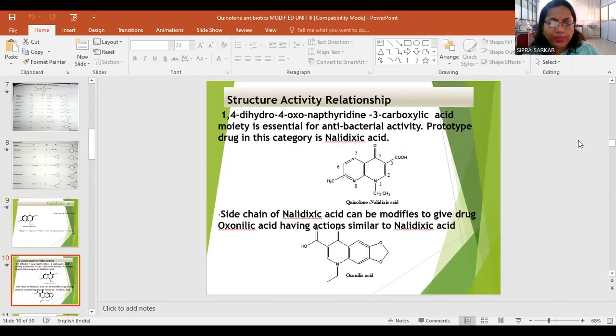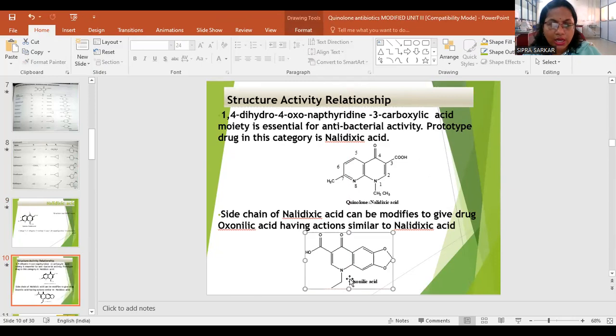Next, structure activity relationship. The 1,4-dihydro 4-oxo naphthyridine 3-carboxylic acid moiety is essential for antibiotic activity. The prototypic drug of this category is nalidixic acid. The side chain of nalidixic acid can be modified to give drugs like cinoxacin having action similar to nalidixic acid. That means some side chains can be produced on the nitrogen at the 8th position, and there may be another ring, as in oxolinic acid, which may have action similar to nalidixic acid.